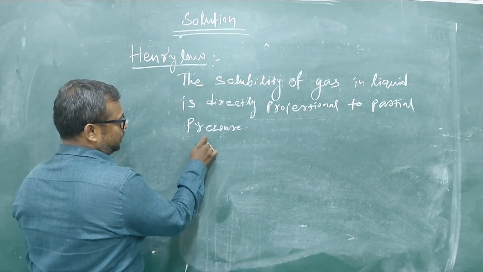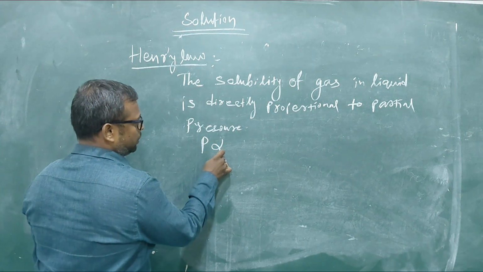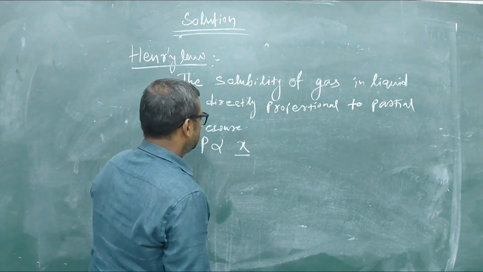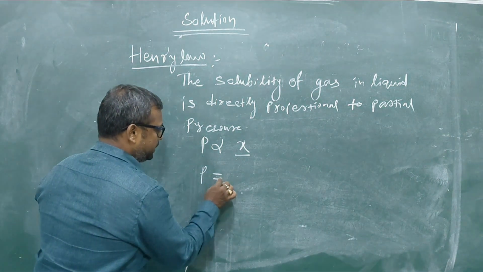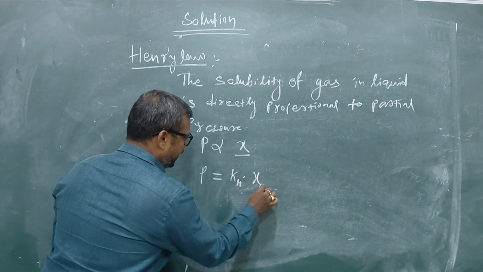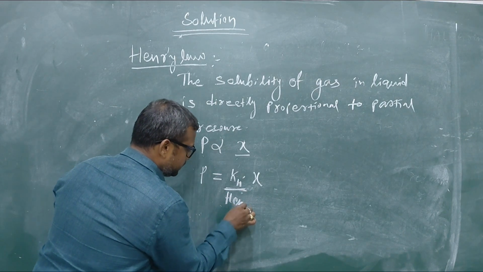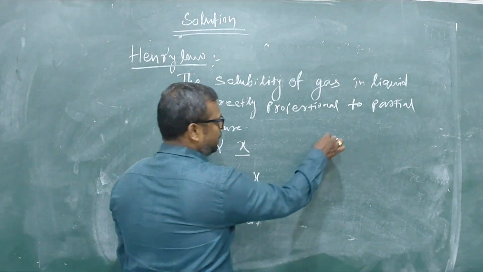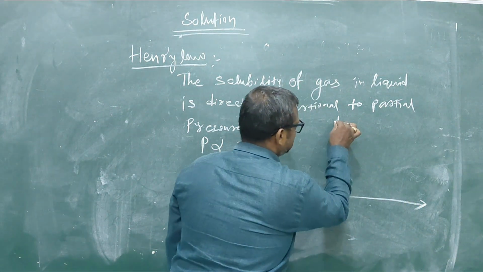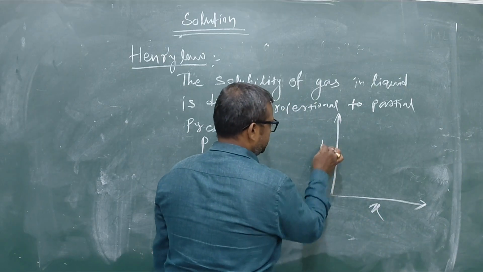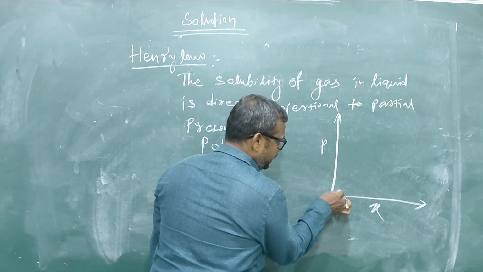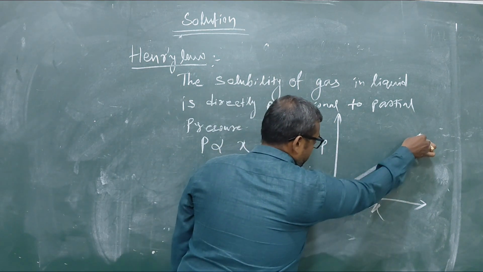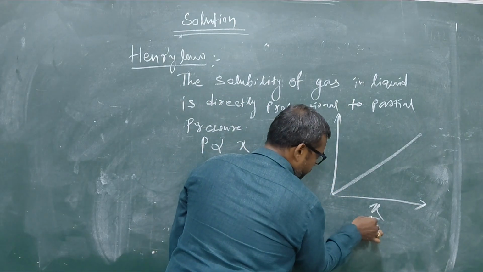Mathematically, we can derive P proportional to chi. Let us take one concentration, that is mole fraction. Therefore, P proportional to chi. If we put an equal sign, P equals KH times chi. What is KH here? Henry's constant. If we plot a graph between pressure and mole fraction, let us take mole fraction on the x-axis and pressure on the y-axis, there will be a straight line. From here we understand that pressure is directly proportional to mole fraction.